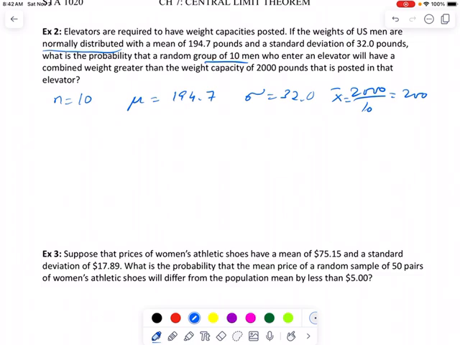Plug in the formula to find Z. So 200 minus 194.7 whole divided by 32 divided by square root of 10.